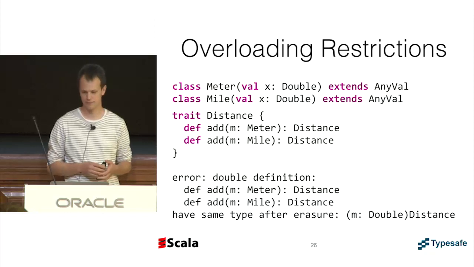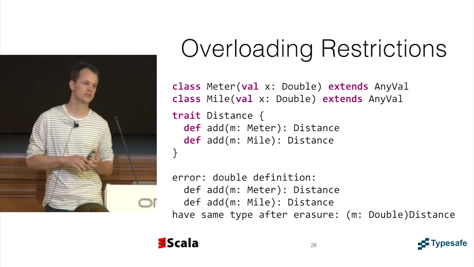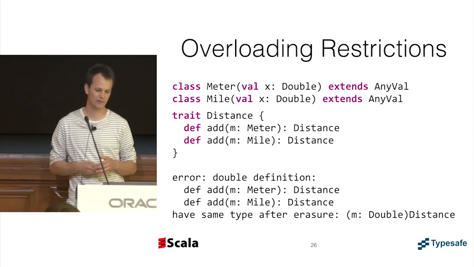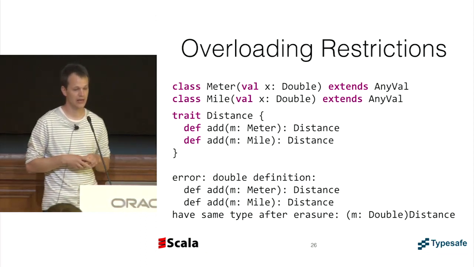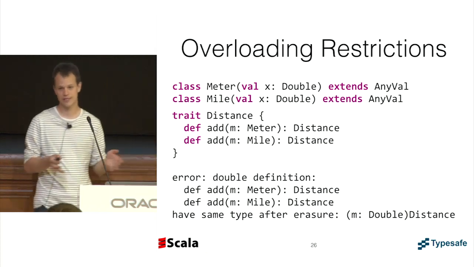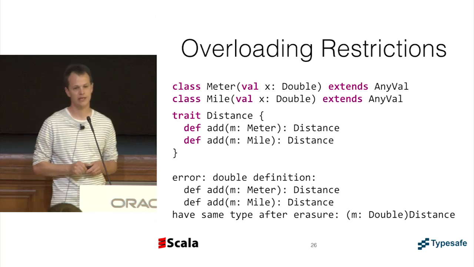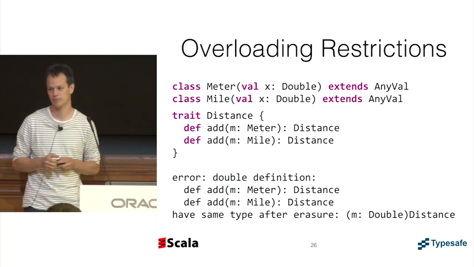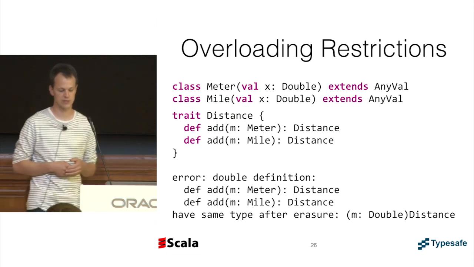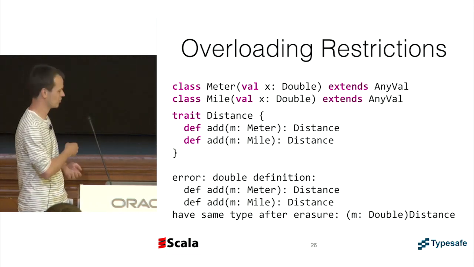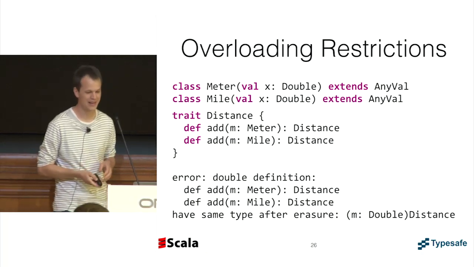Okay, so now we look at a few restrictions that are not imposed by the language, by Scala, but more by the platform. So one thing is overloading. If you have two value types that erase to the same underlying type, so here you have a meter and a mile, then you cannot create an overloaded method between those two types, right? Because they would have exactly the same signature. So you do get the compile time error, thankfully, and it doesn't just crash at runtime.